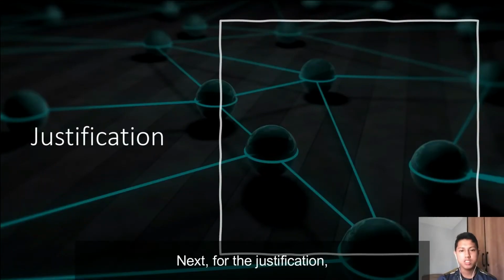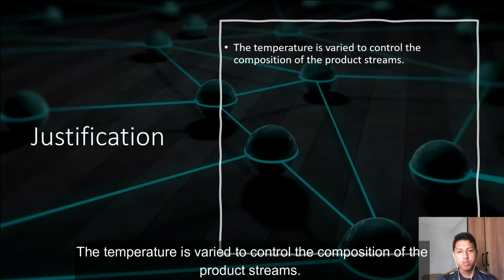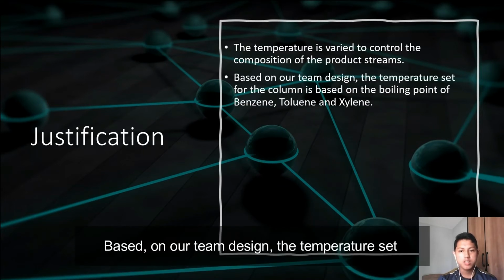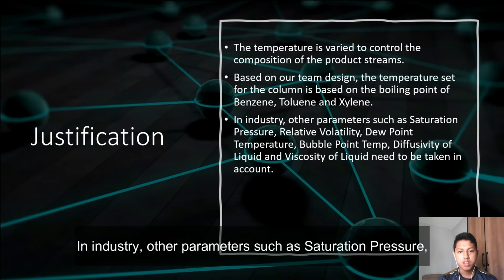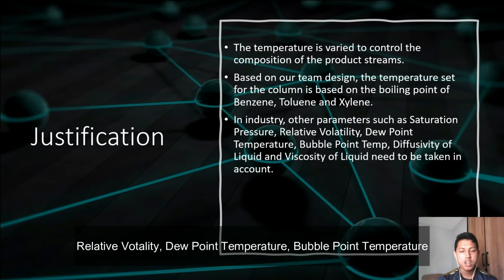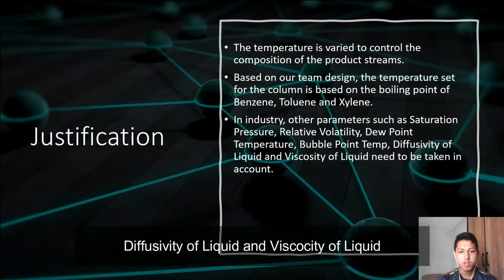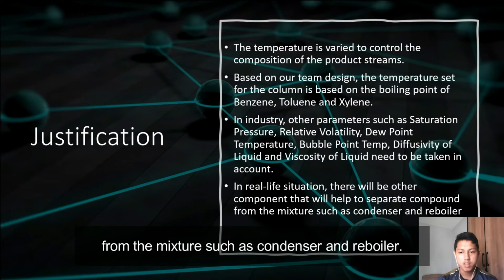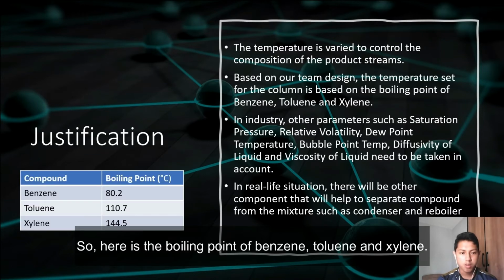Next, for the justification, the temperature is varied to control the composition of the product stream. Based on our stream design, the temperature set for the column is based on the boiling points of benzene, toluene and xylene. Lastly, other parameters such as saturation pressure, relative volatility, dew point temperature, bubble point temperature, liquidity of liquid, and viscosity of liquid need to be taken into account. In a real-life situation, there will be other components that help to separate compounds from the mixture, such as the condenser and reboiler. So here are the boiling points of benzene, toluene and xylene.